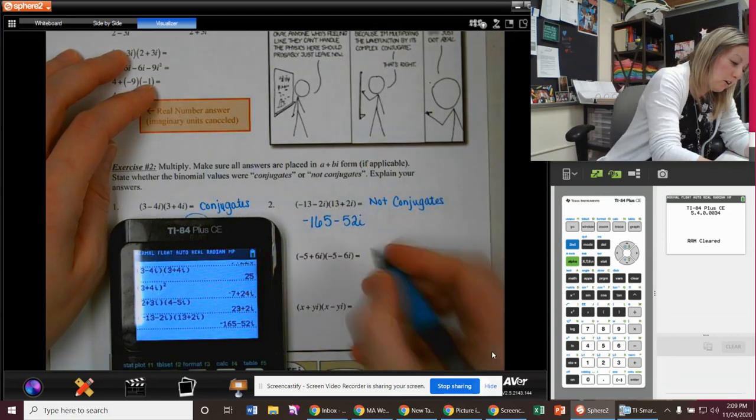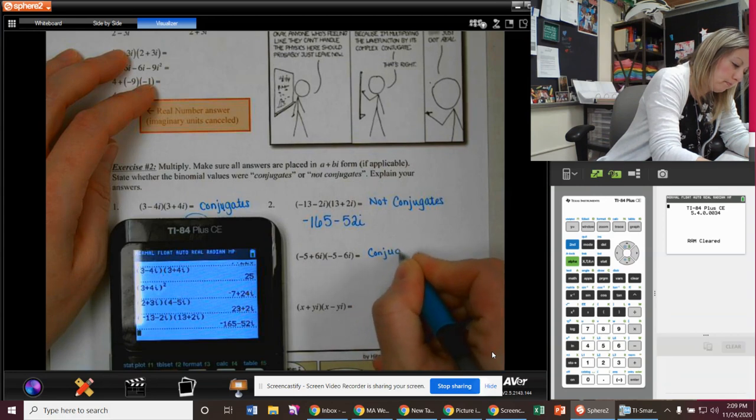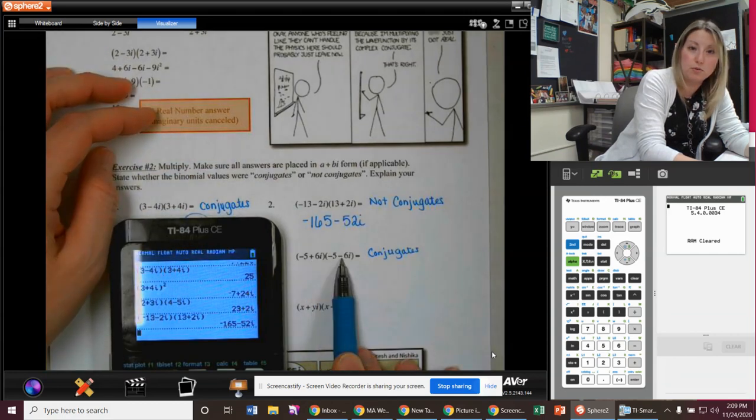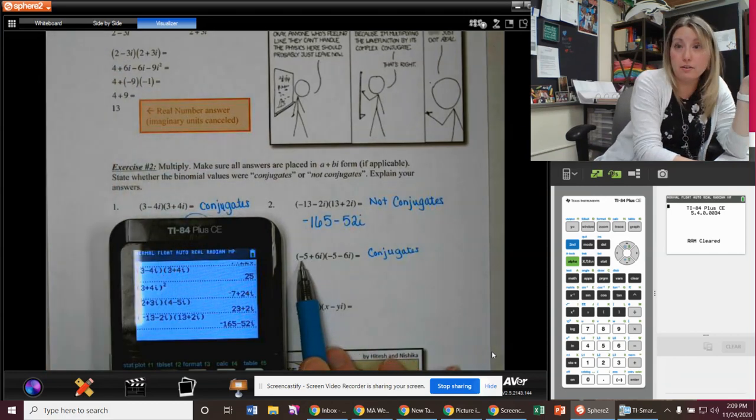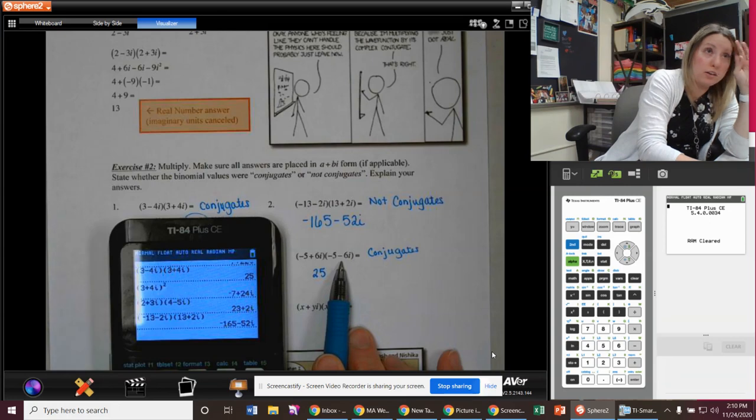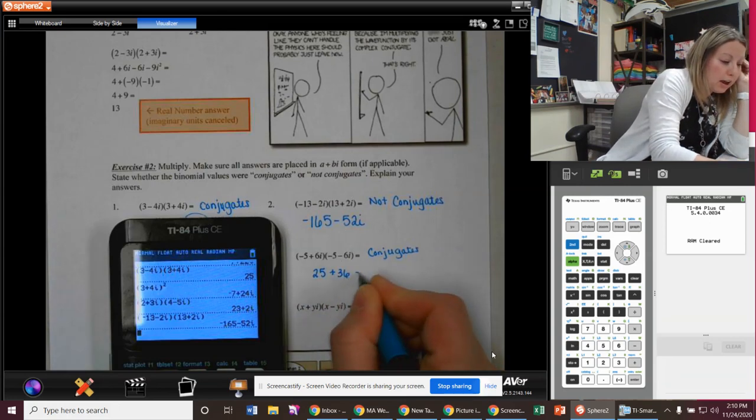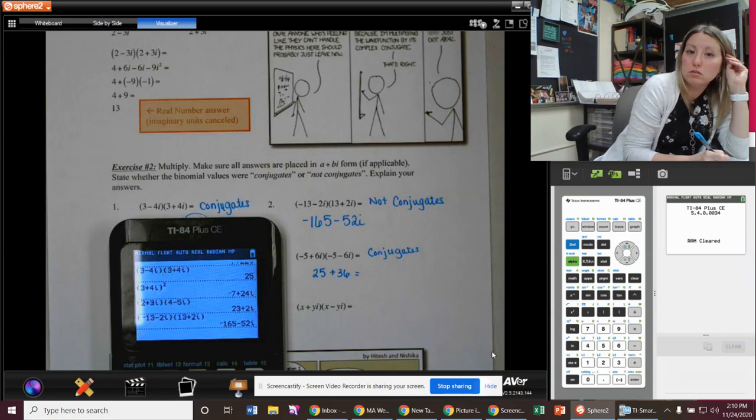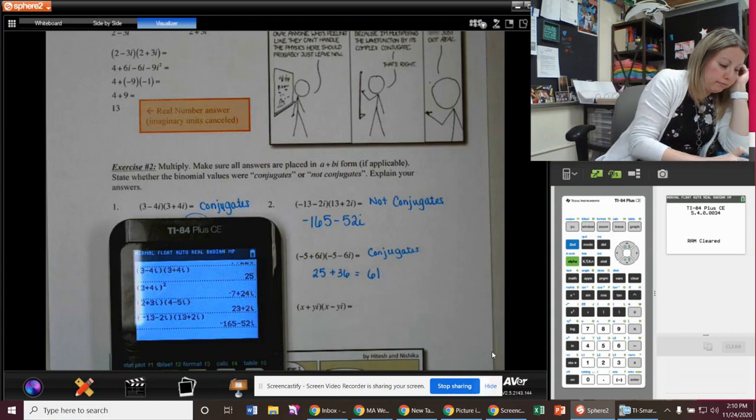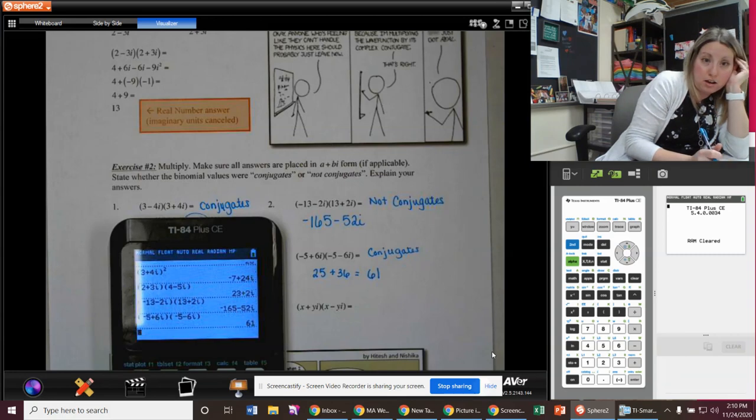Conjugates. Haven't seen a pair in a while. And these are conjugates because only the middle sign is different between the two. So you can square the front. Negative 5 squared is 25. And square the back. 6 squared is 36. And add them up. 25 plus 36, 61. And just double check. There we go. Negative 5 plus 6i times negative 5 minus 6i, 61.